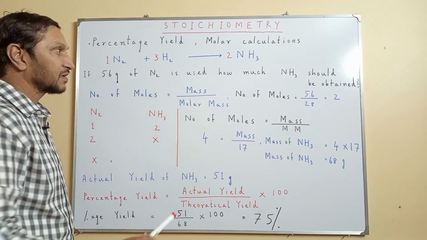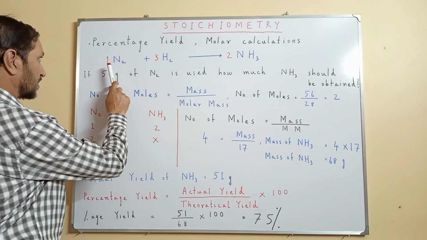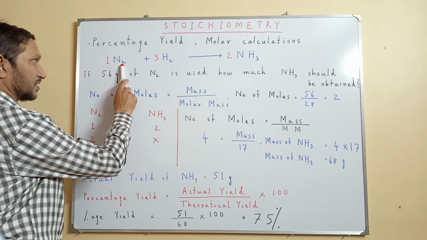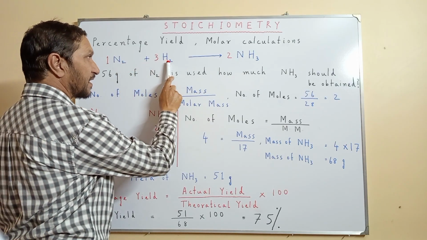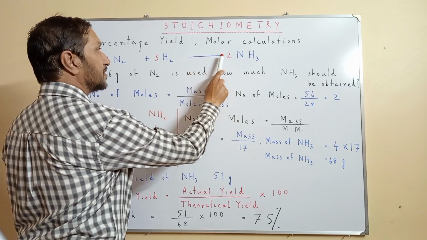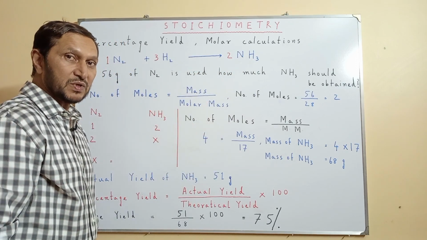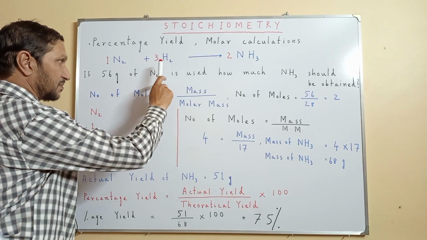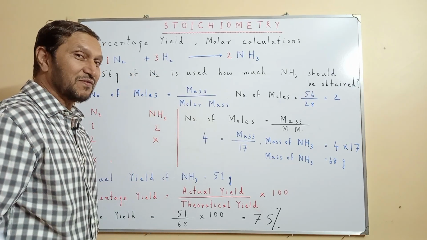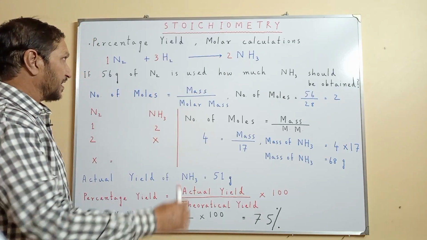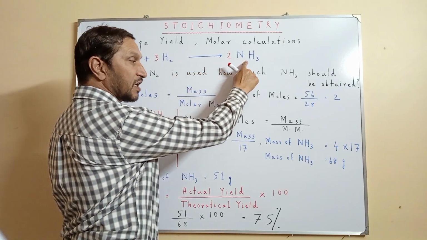I am starting my lecture with an example. Suppose 1 mole of nitrogen reacts with 3 moles of hydrogen to form 2 moles of ammonia. So this is a balanced chemical equation. This equation represents the Haber process, a very famous chemical reaction in which nitrogen reacts with hydrogen to form ammonia, NH3.